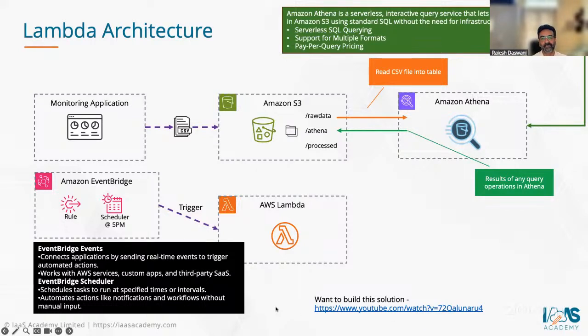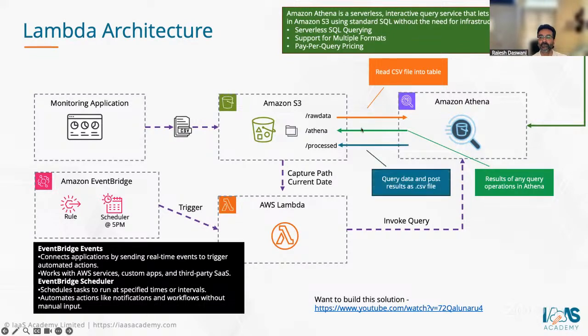Basically, it shows you how to make use of these different services to build a typical use case example. Here we're using a monitoring application to upload a CSV file to an S3 bucket. When the file is uploaded, we've got a Lambda function that is triggered on a particular schedule, at 5 p.m. So at 5 p.m., EventBridge triggers a Lambda function. This Lambda function captures the current date and path for the file uploaded to the S3 bucket, and then calls the Amazon Athena service to perform some querying and analysis on that data, which is then stored in a process subfolder in that bucket.